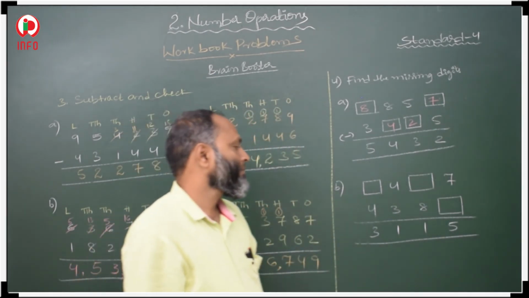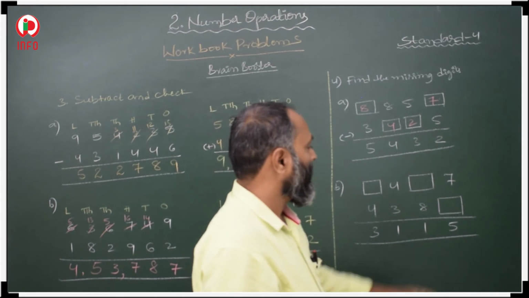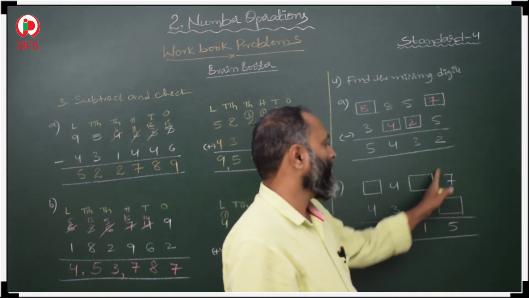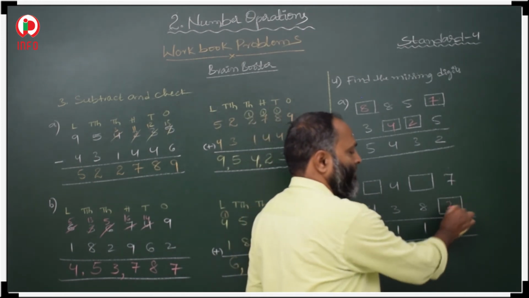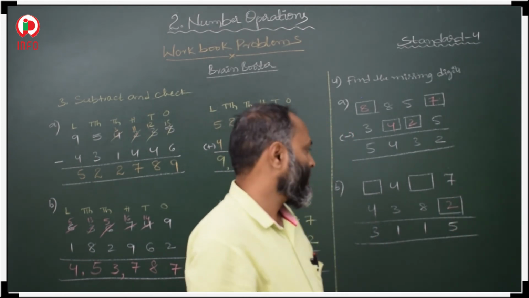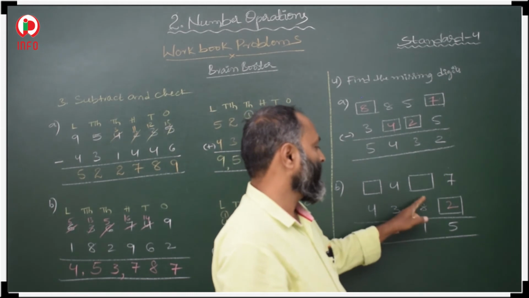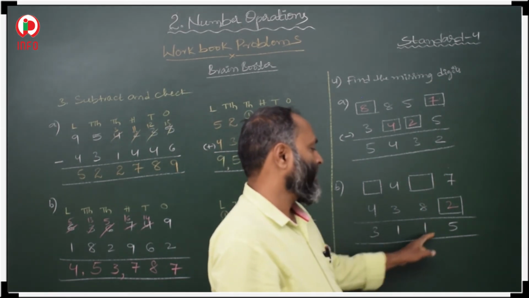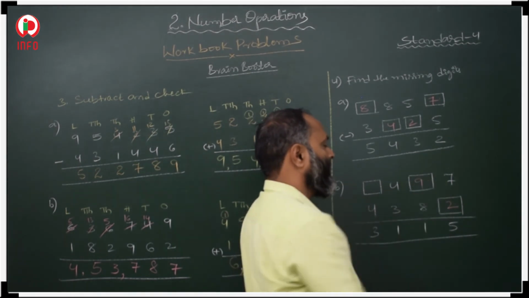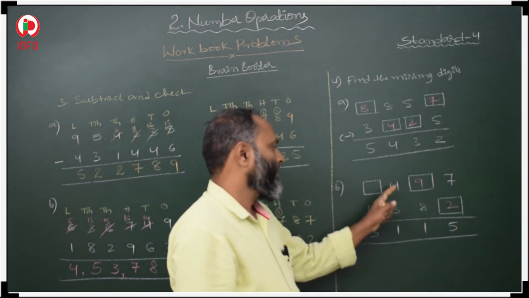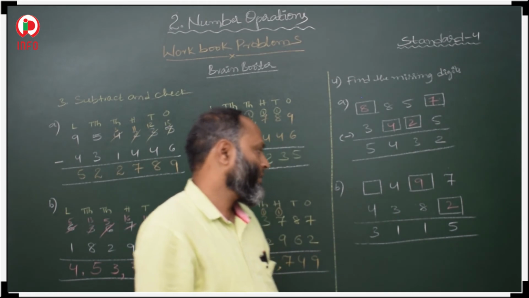Okay. Now, 7. Here the minuend is given and the difference is given. 7 minus 5, 2. That you keep here. Here these two are given: the subtrahend is given and the difference is given. Add 8 plus 1, 9. Okay. 4 minus 3 is 1, it is given.